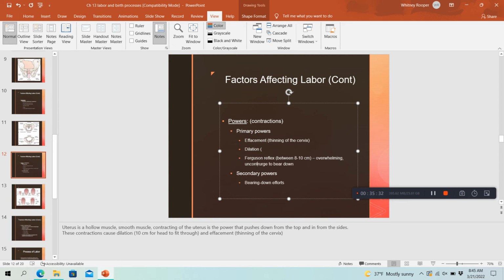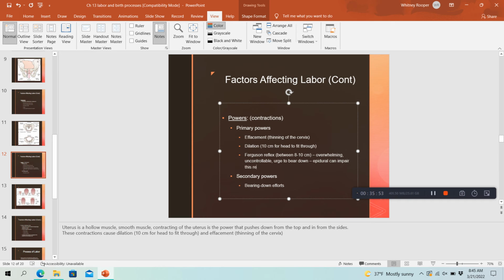Now, that Ferguson reflex is a good thing, because if the patient needs to push, they're going to push, and they really can't help it. It's an urge, it's a reflex. What impairs that reflex? An epidural. So you put an epidural in, the patient has either no sensation or minimal sensation, and they either don't even feel any urge to push at all, or it's very minimal. So this is where an epidural really has a negative effect.